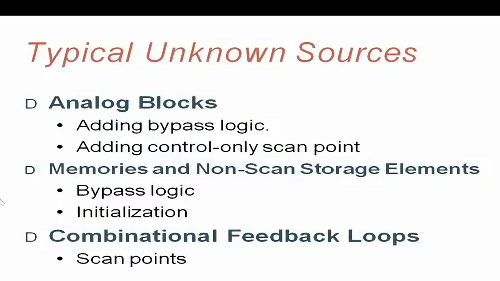Why do we get an unknown? Because there may be some analog blocks. We need analog blocks for interface with the real world. Or maybe because of the memories. Memories are based on whatever we write or read, so those values are unknown. Or there may be any combinational feedback. So such sources from where we obtain unknown values, we bypass by adding logic like control points or some scan point.